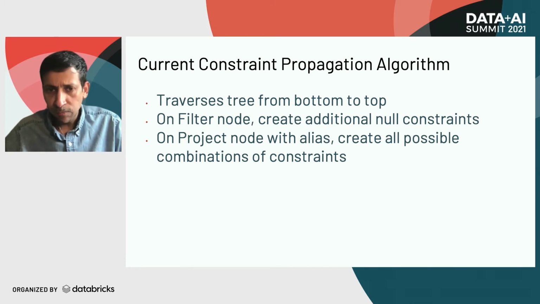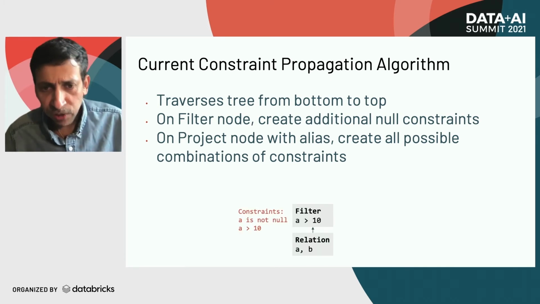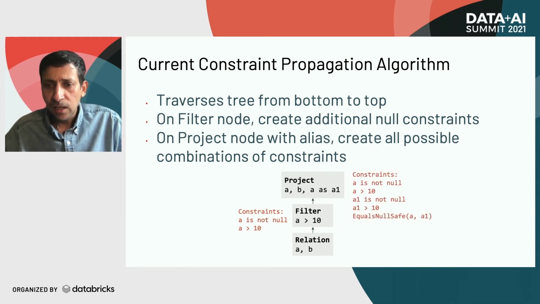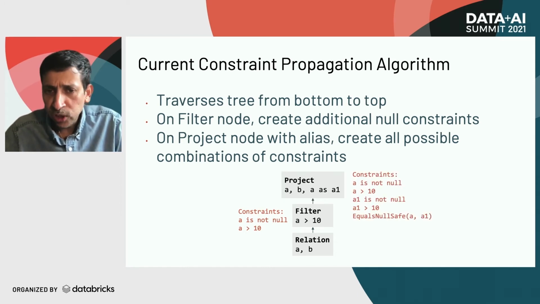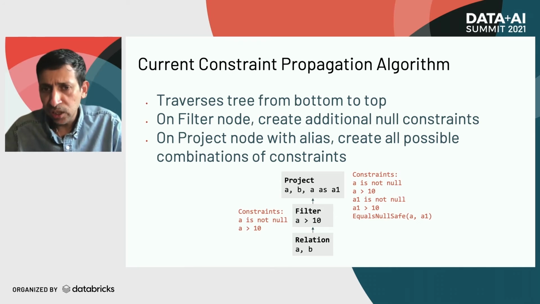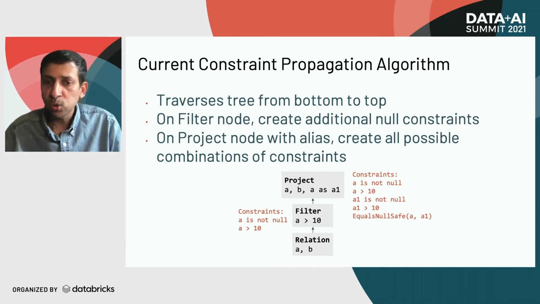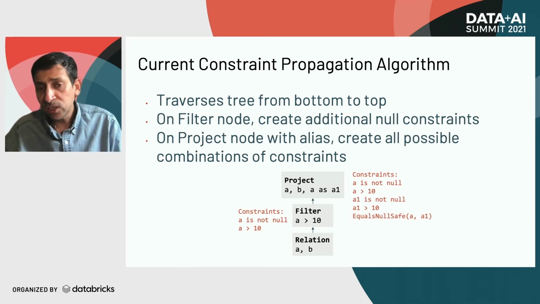By that, I mean the following example. There are constraints generated at the filter node, A is not null and A greater than 10. When it reaches the project node, since A is aliased as A1, the constraints are duplicated. We have A is not null, A greater than 10, and then we have A1 is not null and A1 greater than 10. Apart from that, it also generates another equal null safe constraint, which equalizes A to A1. So the number of constraints on the project node has increased because of the alias.